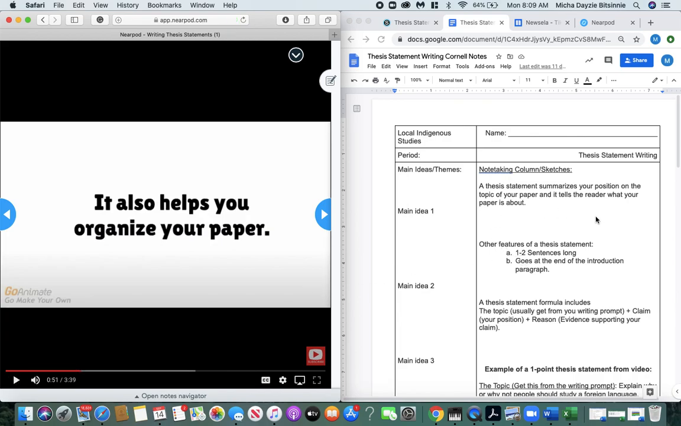And you can write that in here. That's why I leave a big blank space. So while you are following along with these notes, you can add your own notes. And you should add your own notes.